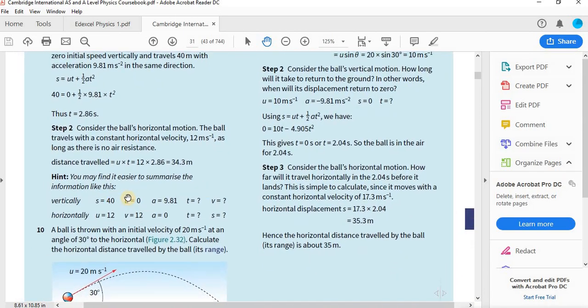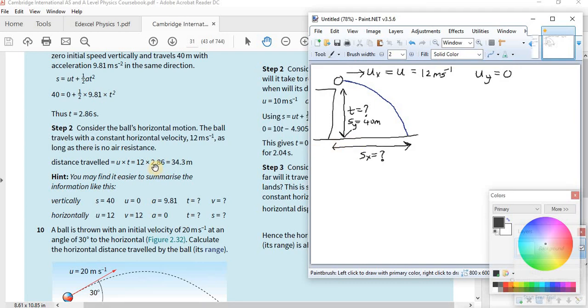Okay, so here are all the quantities that are given. Again, if you look at the diagram, you can see that. You may find it easier to summarize the information like this: vertically and in the horizontal direction. So in the vertical direction, S, that is SY, is 40 meters. U is 0. The initial vertical velocity UY is 0. Then the vertical acceleration again is in the vertical direction.